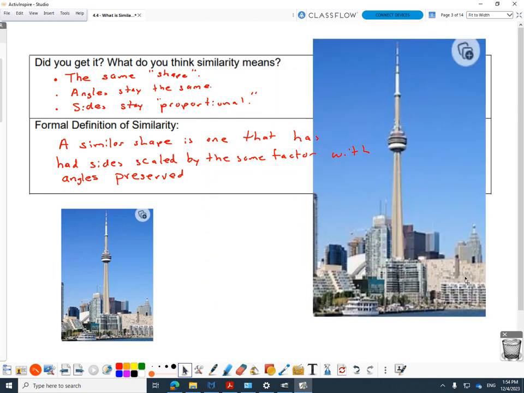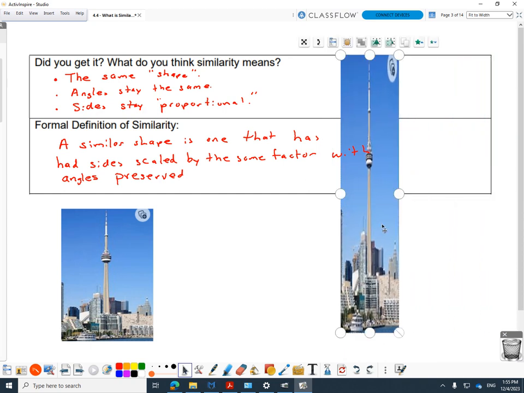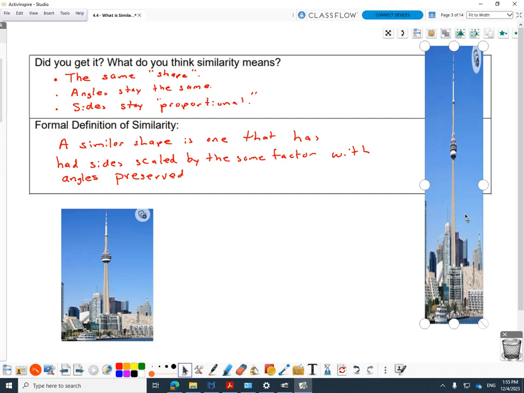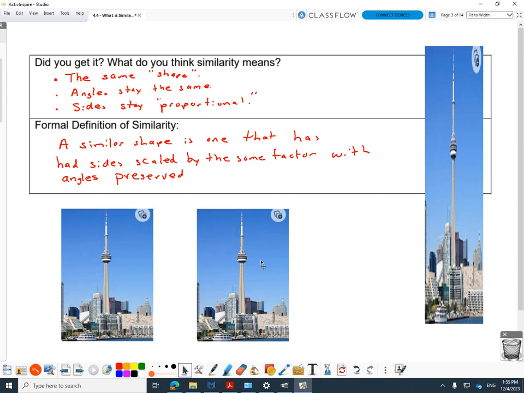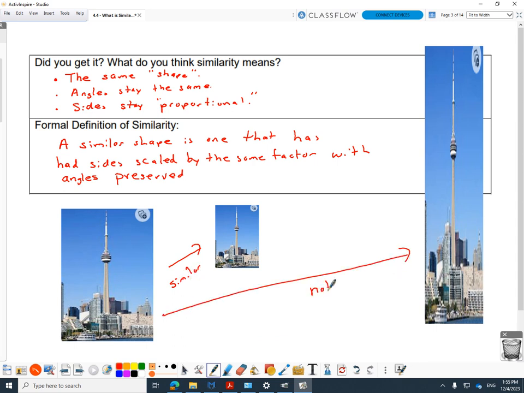Watch this. Do you see that? Not proportional. I've messed with it a little bit. It looks wrong now, doesn't it? It's skinny now. Not similar, right? So let me do one more. I'll duplicate that again, take it over here. Similar. And then not similar. It's just a blown up version of it, okay?